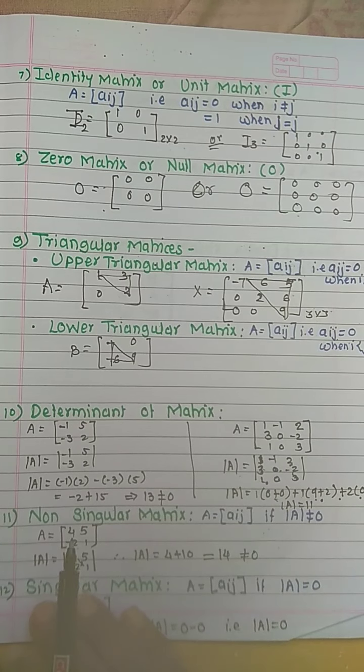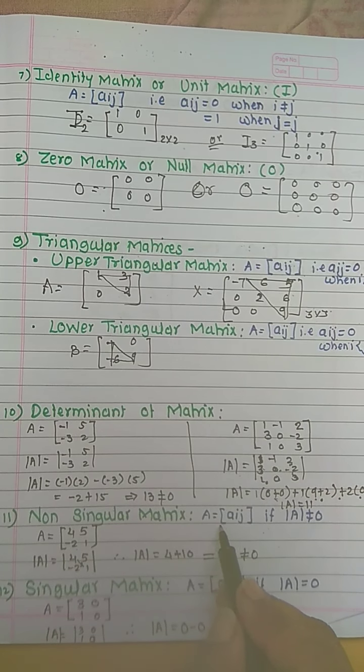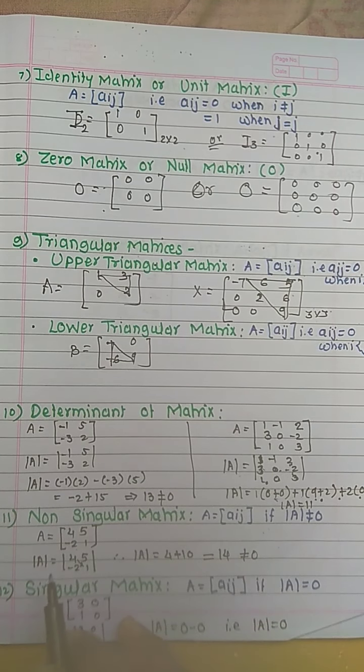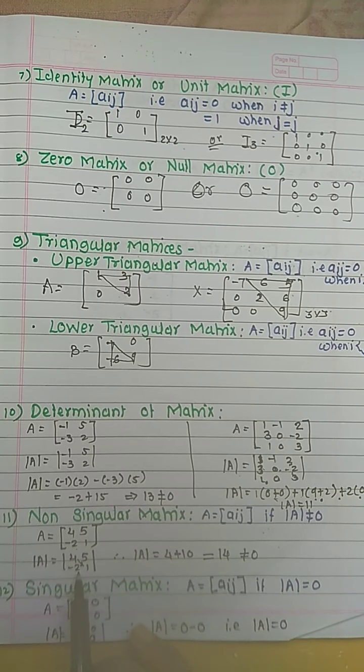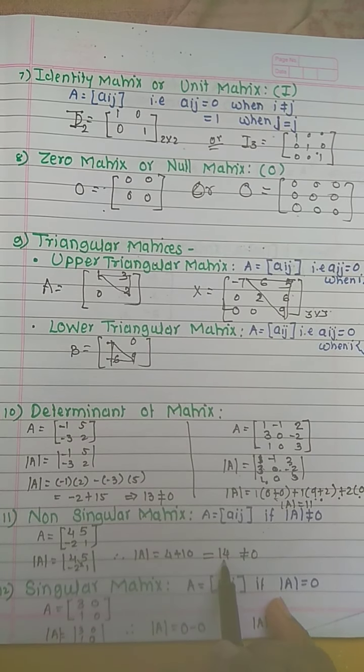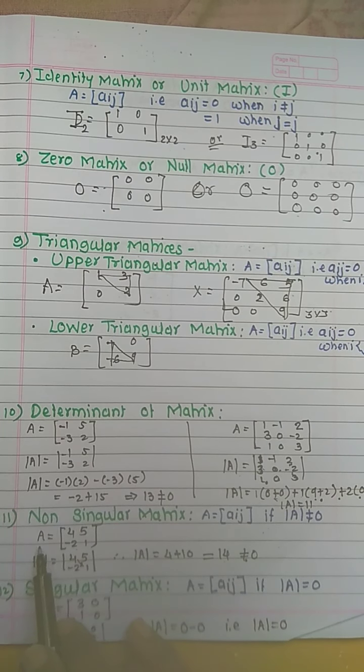Next, non-singular matrix. A matrix A equal to aij is non-singular if the determinant of A is not equal to 0. For example, the A matrix contains elements 4, 5, minus 2, 1. Now find the value of the determinant of A: 4, 5, minus 2, 1 written in two vertical lines, and simplify this equation. The determinant's value is 14, which is not equal to 0. Therefore, A is called the non-singular matrix.